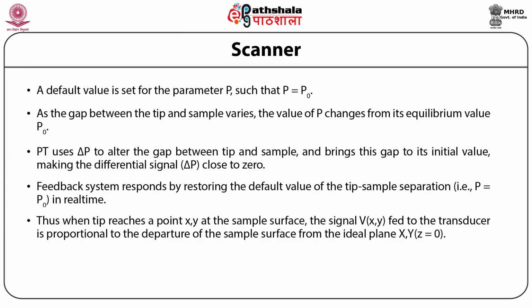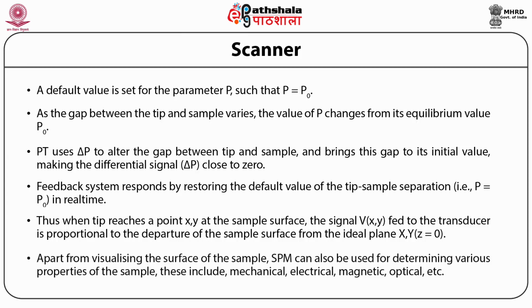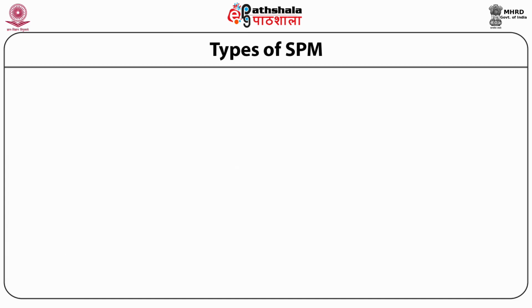thereby obtaining the STM image. Apart from visualizing the surface of the sample, STM can also be used for determining various properties of the sample. These include mechanical, electrical, magnetic, optical, etc. We will now discuss the types of scanning probe microscopy.